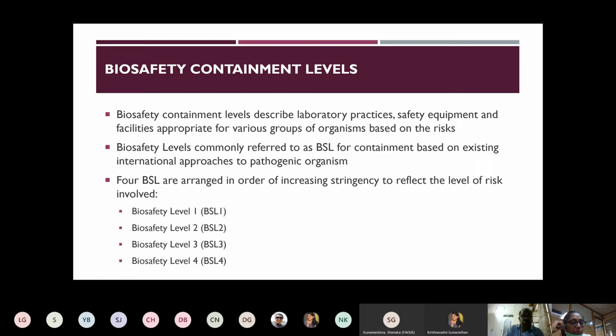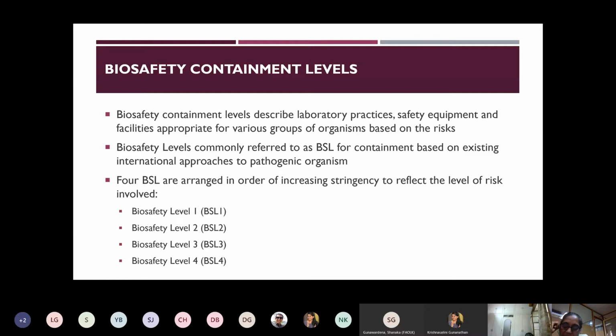Biosafety levels are commonly referred to as BSL, BSL1, BSL2. They are based on existing international approaches to pathogenic organisms. The whole thing started with pathogenic organisms. There are sometimes 3, sometimes 4, but for most organisms there are generally 4 types of BSLs, arranged in order of increasing stringency to reflect the level of risk involved. This is very important: when Dr. Lalita Gowda or the other expert explains, and also in the guidelines, there is a requirement for BSL1. Then BSL2 comes with BSL1 plus additional requirements, then BSL3 with BSL2 plus additional requirements. That increasing stringency is always mentioned in the guidelines.